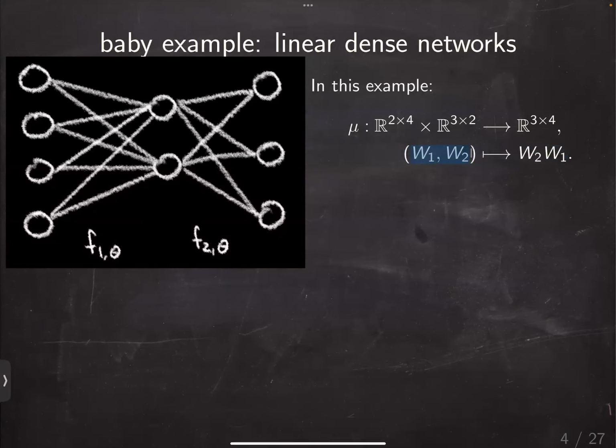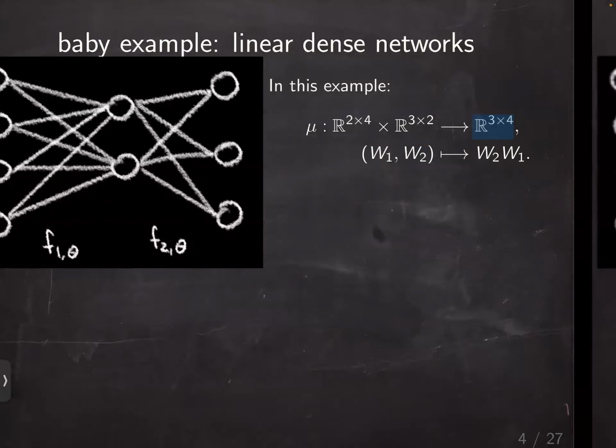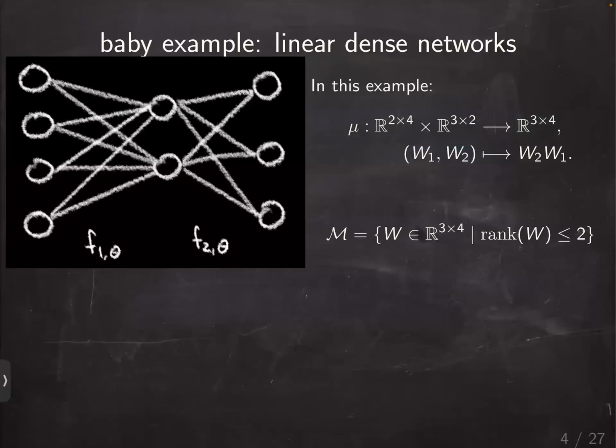So clearly, if I multiply two matrices, I get another matrix out. And it's going to be a 3x4 matrix, as we see here. But am I going to get all matrices? Am I going to get all 3x4 matrices when I do this multiplication? And there the answer is no. In this product, you can only obtain matrices of rank at most 2.